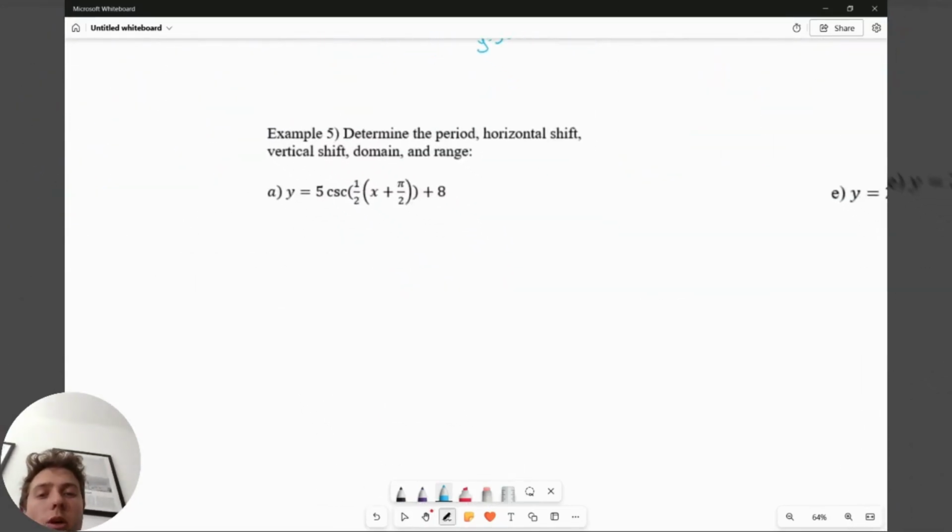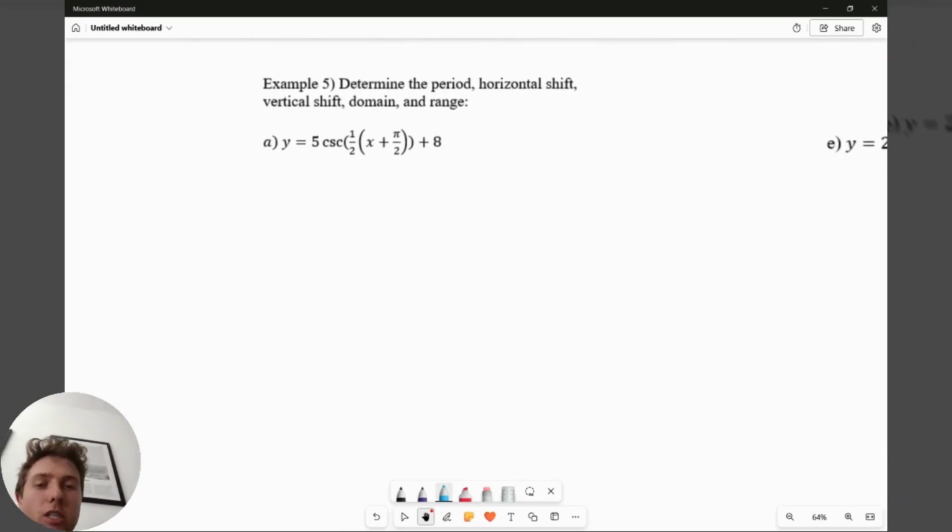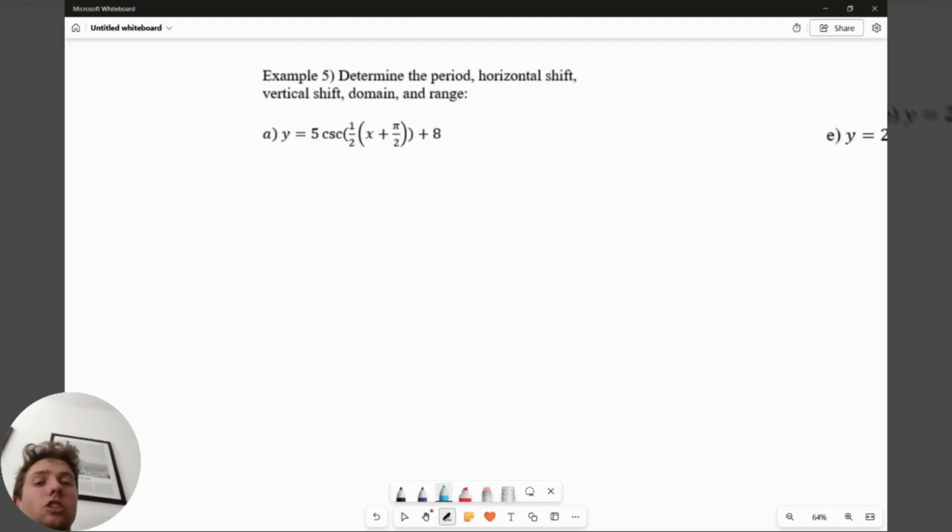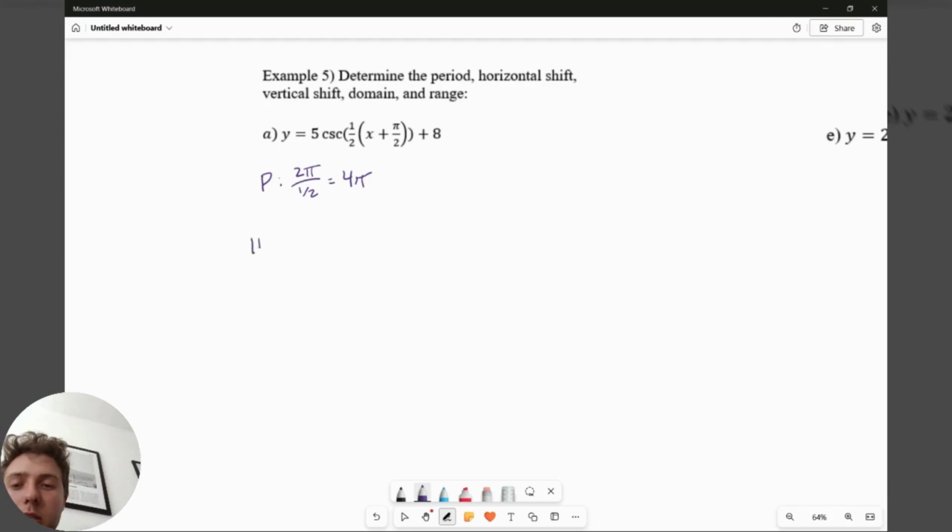Another thing we can do, though, is we might be given functions and have to determine some of the key features. And yes, you could find these features by graphing it, but we know we can also recognize each of these values by analyzing the function itself. For example, the period we know is 2 pi over the b value, so 2 pi over 1/2, which is 4 pi. We can also identify the horizontal shift, the vertical shift. We'll look at domain and range, which are slightly more complicated.